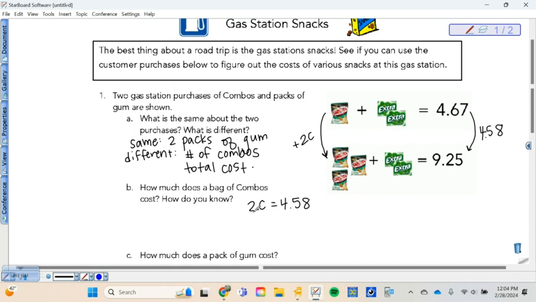Yeah, we find half of it, right? I divide by 2. So what is that? Good, $2.29. So now let's use that price to figure out the cost of the gum. What am I going to do to figure out the cost of the gum from here?